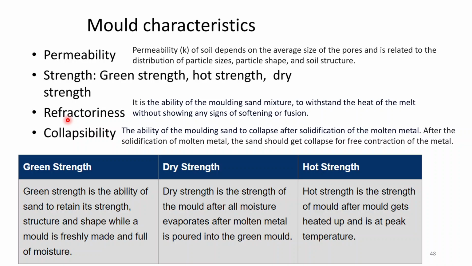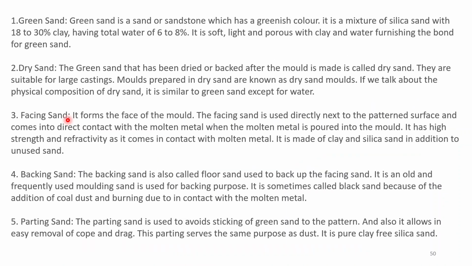Next is the types of sands. So these are the 5 types of sands. First is green sand. It is the sand or sandstone which has a greenish color. It is a mixture of silica sand with 18 to 30% clay having total water of 6 to 8%, and it is soft, light and porous, with clay and water furnishing the bond for the green sand.